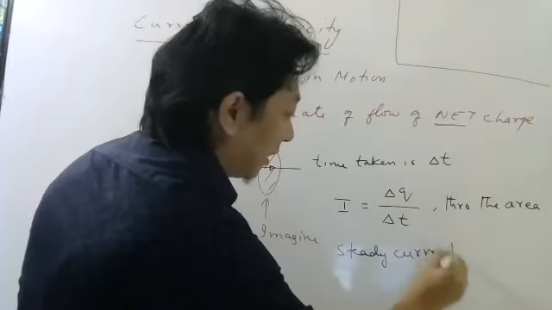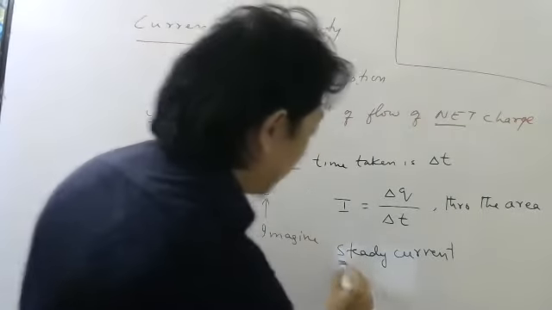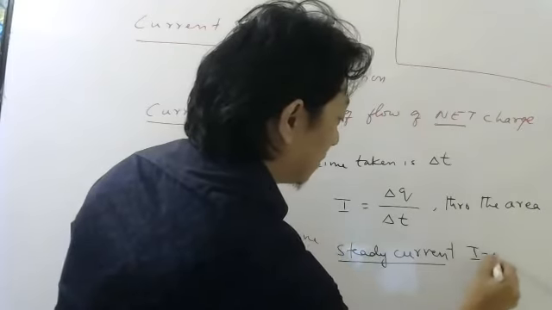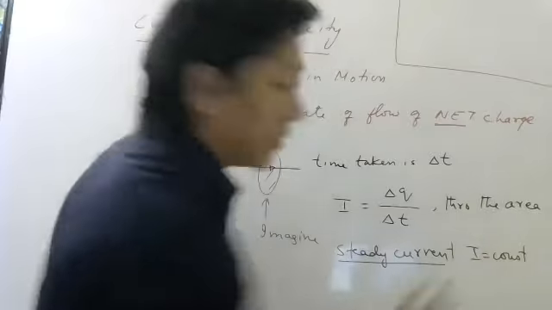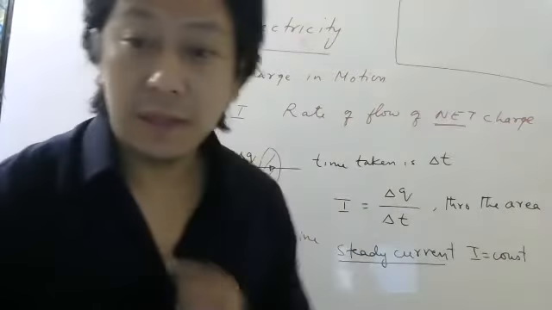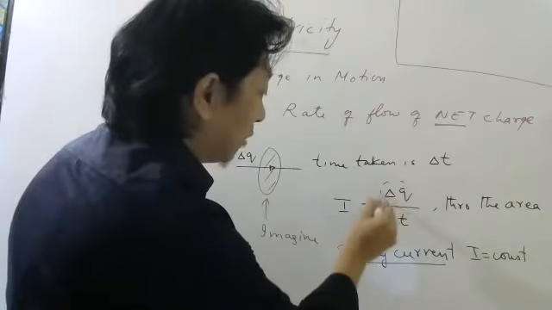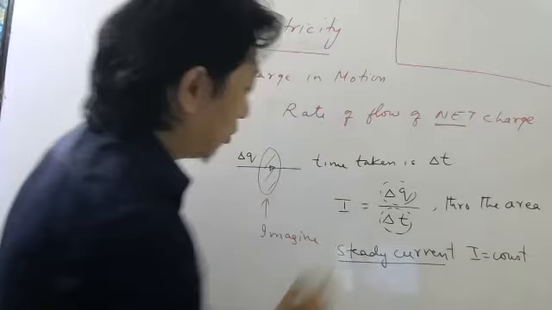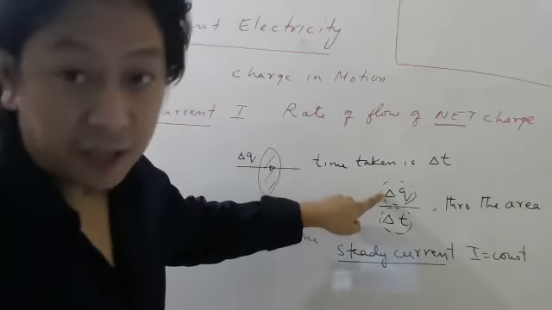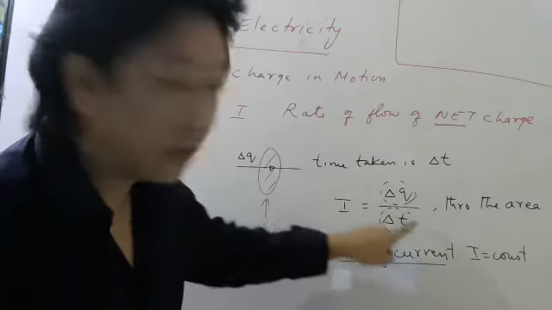So in steady current, what will happen? In steady current, current will be constant. Current will be constant, meaning what? The same amount of charge will flow per second. This should be constant, meaning this should be the same for equal intervals of time.